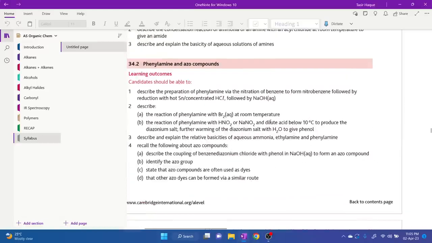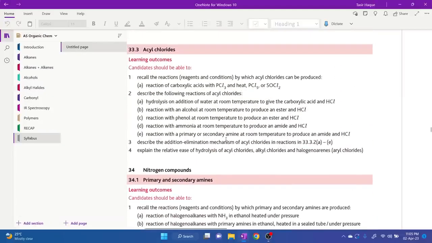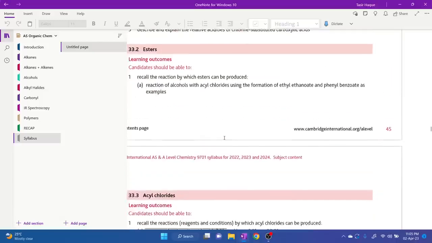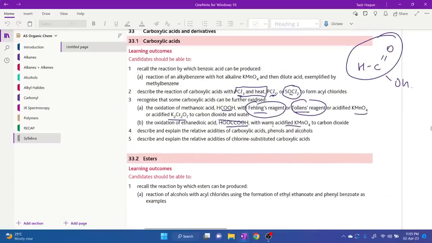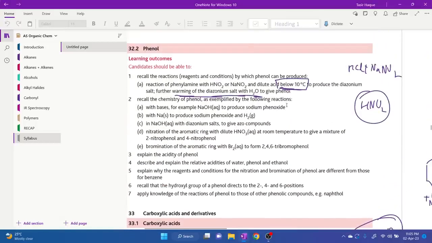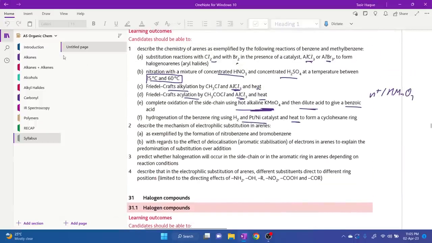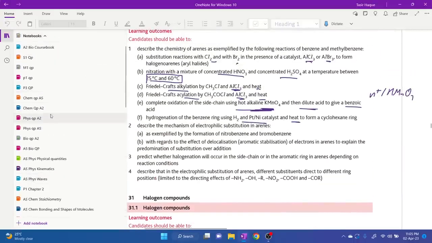HNO2 or NO2 but diacid below 10 degrees Celsius. Okay, that's the temperature. And another temperature is for nitration. Basically, the temperature has to be 25 to 60 degrees. That's it.